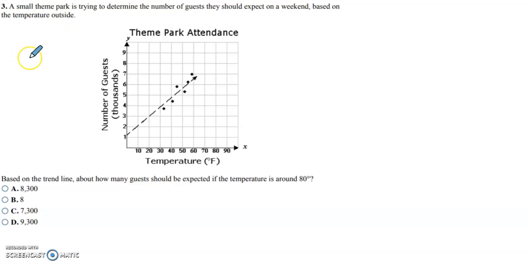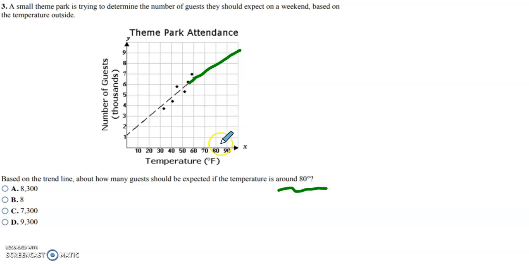All right, let's try another one. It says a small theme park is trying to determine the number of guests they should expect on a weekend based on the temperature. So our x-axis here is the temperature in Fahrenheit. Our y-axis is the number of guests in thousands that are going to attend the theme park. So the question is, if the temperature is about 80 degrees, how many guests do you think they're going to expect? So the first thing I'm going to do, it doesn't go quite up to 80, so I'm just going to extend our line as best I can. There we go, that works.